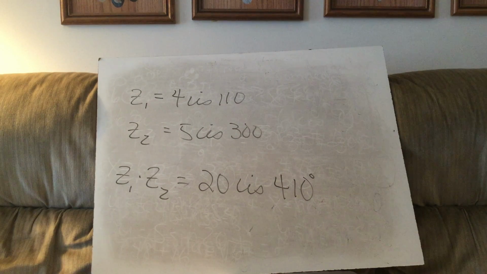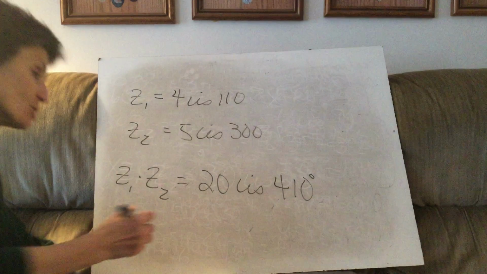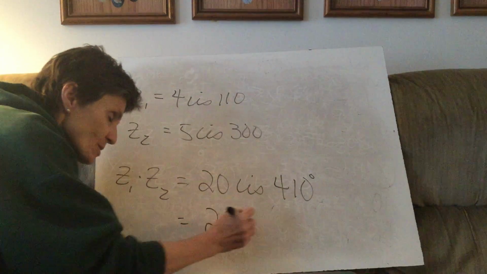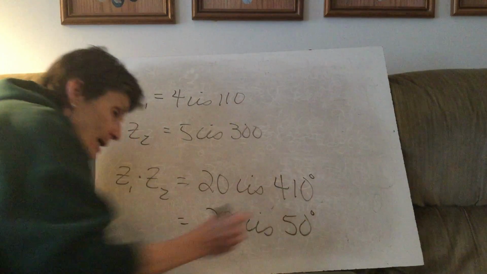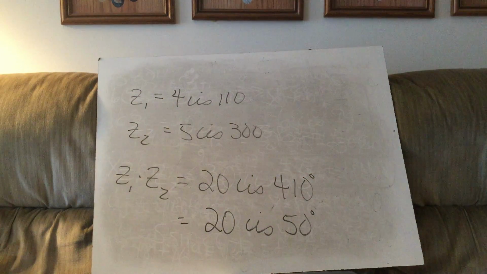Yeah, it's more than once around. It's more than a revolution. So we don't like that. We don't like to have angles that are more than a revolution. It's wasteful. You just spin around. So we're going to revise our answer, and we're going to write it as 20 CIS 50.